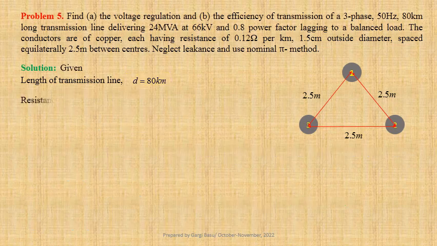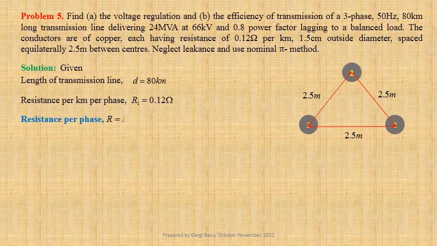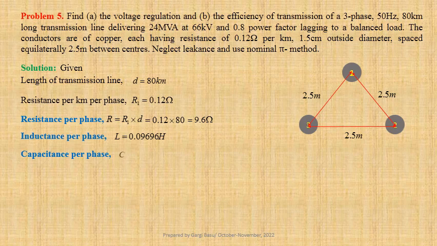Given resistance per kilometer per phase R1 equals 0.12 ohm. Let us now calculate resistance per phase R equals R1 into D. Using values we get 0.12 into 80, that is equal to 9.6 ohm. We have computed inductance per phase L equals 0.09696 Henry and capacitance per phase C equals 0.765 into 10 to the power minus 6 farad.